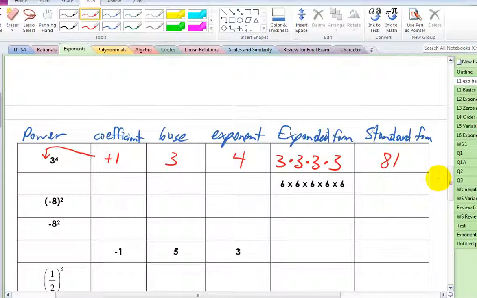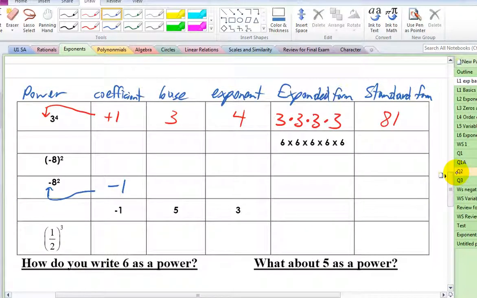What's your coefficient for number 6? Sorry, this one here, the negative with the 8. Coefficient is -1. Okay. Try and fill out this chart best you can. Check with your neighbor as you go along. Go.